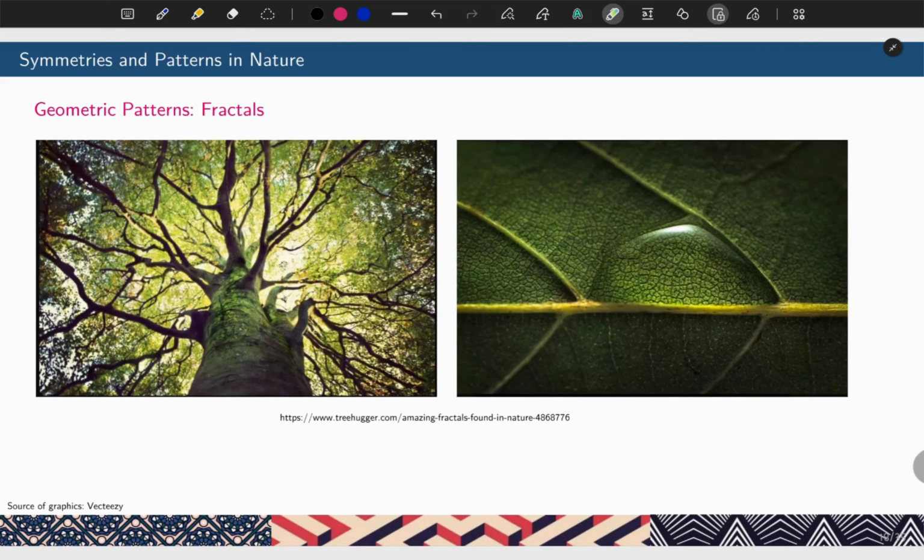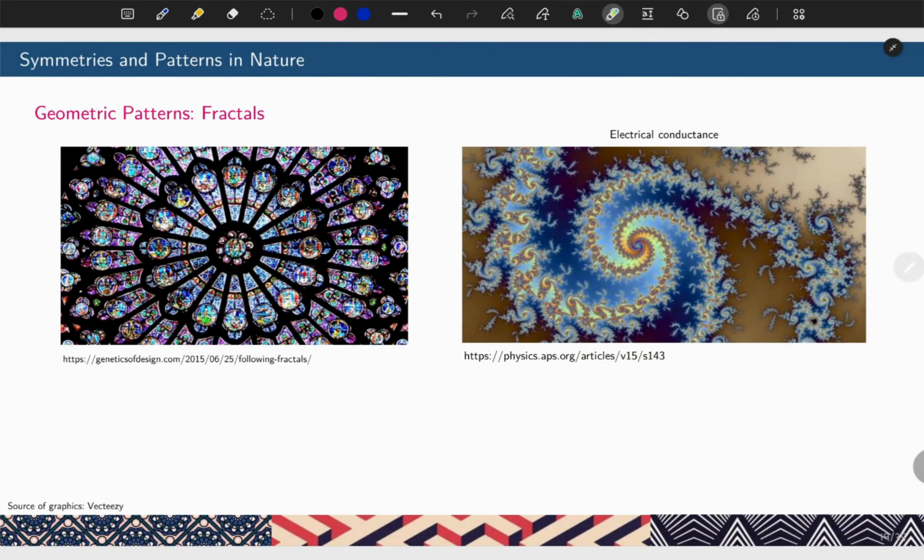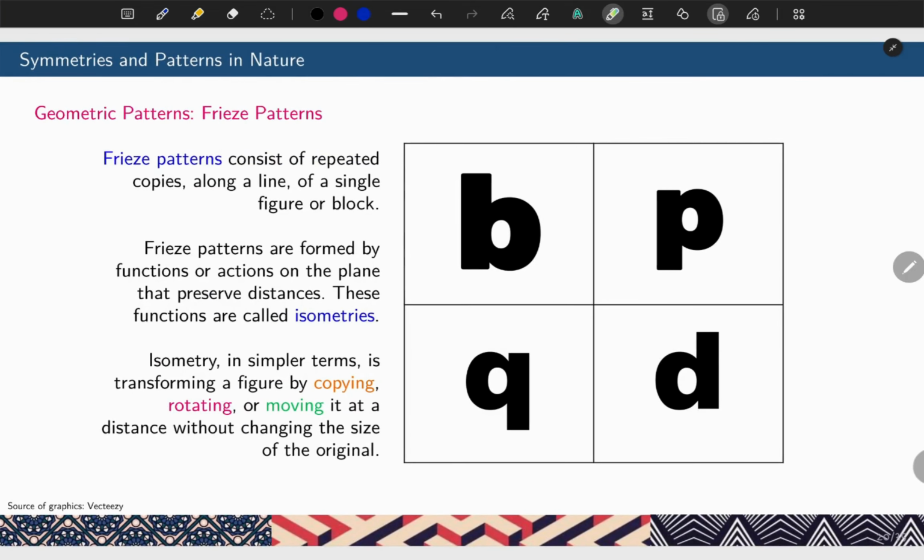Here, trees, and then the zoomed in pigments of a leaf. And also these. This one is similar to the church. And then here we have the electrical conductance. Next, Frieze patterns.